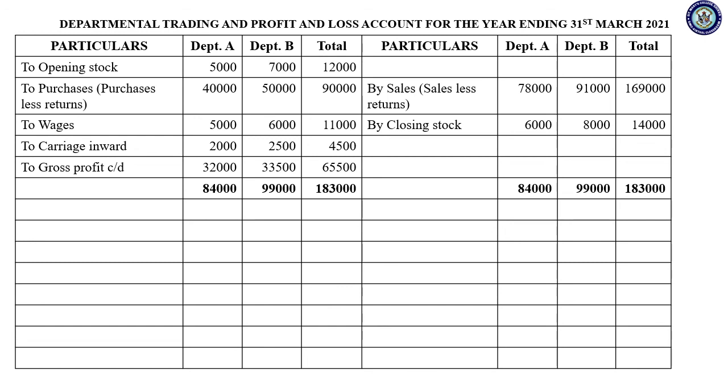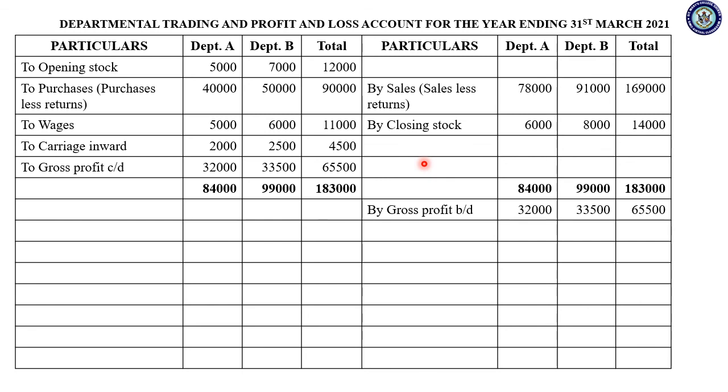Okay, next in the same format we will continue the P&L account. So here we wrote to gross profit carried down, right? In P&L account it is by gross profit brought down. So here it is to gross profit carried down. Here it is by gross profit brought down. That is 32,000, 33,500 and 65,500.